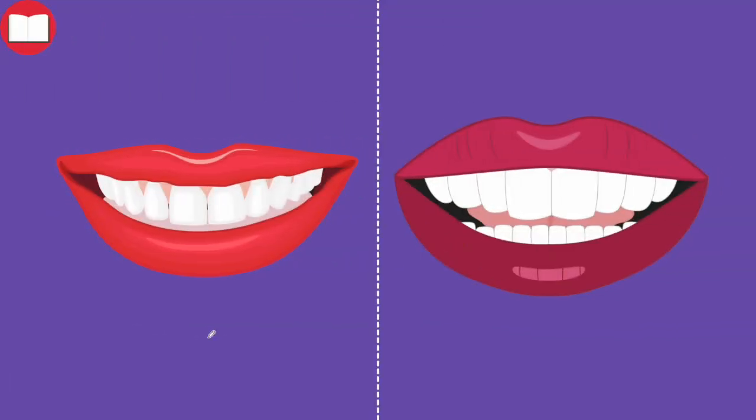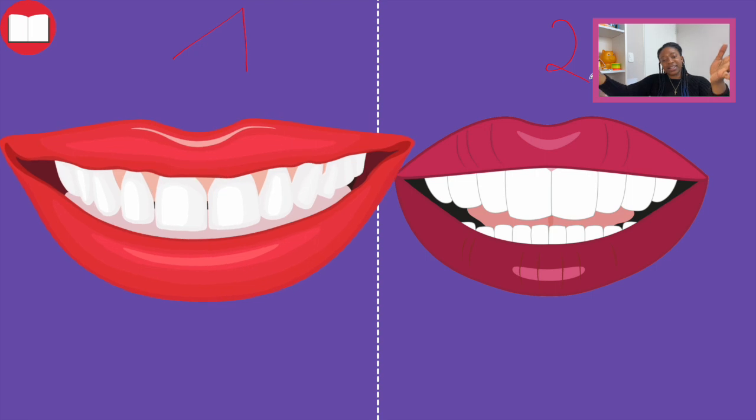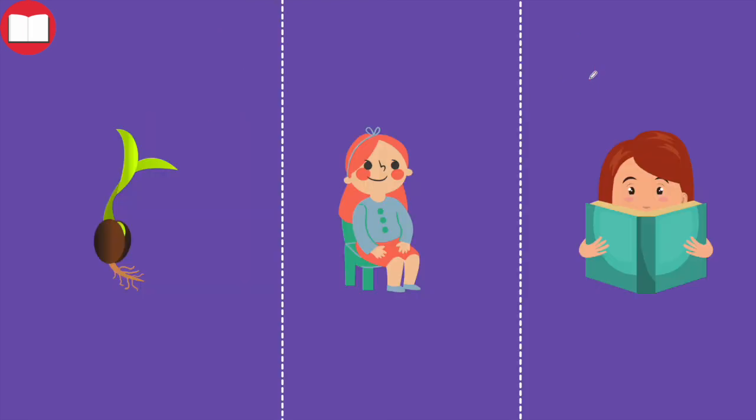Okay, it is CCQ time. Which mouth shape makes the sound E? Is it number 1 or number 2? 5, 4, 3, 2, 1. If you said number 1, you are correct. E.